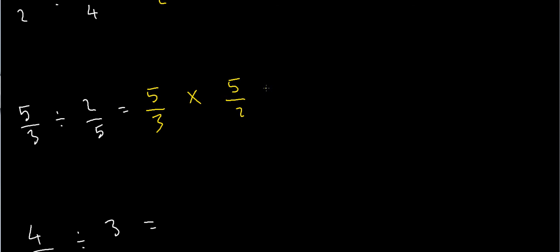And now we just, again, complete the multiplication. Well, the product of the top numbers, 5 times 5, is just 25. And the product of the bottom numbers is 3 times 2, and 3 times 2 is 6. And now we're done, because 25 and 6 don't have any common factors, so this is the fraction in its fullest simplified form.